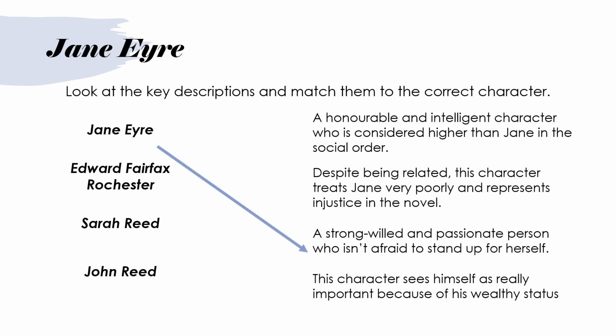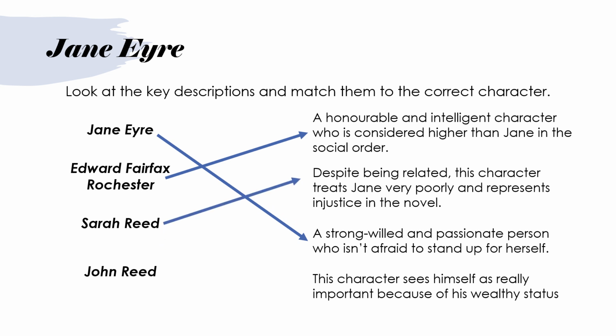The first one, nice and straightforward, is Jane Eyre, a strong-willed and passionate person who isn't afraid to stand up for herself. Secondly, we have Edward Fairfax, an honourable and intelligent character who is considered higher than Jane in the social order. If you're not sure what we mean when we talk about the social order, we're talking about the social hierarchy. Not just the fact that he is a man, but also generally his position and his wealth would automatically put him above someone like her.